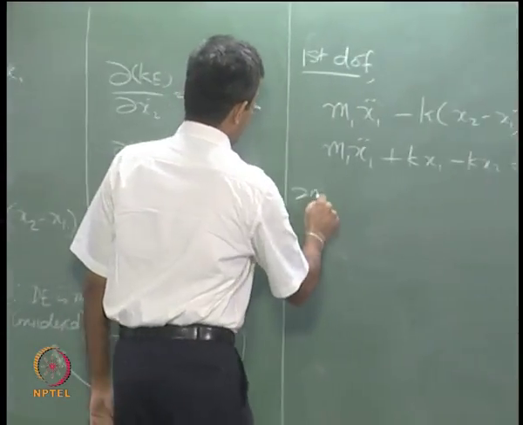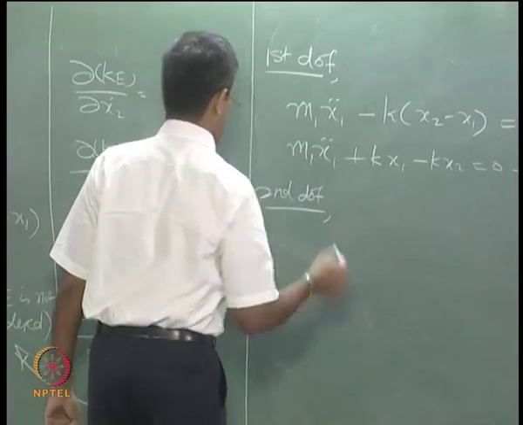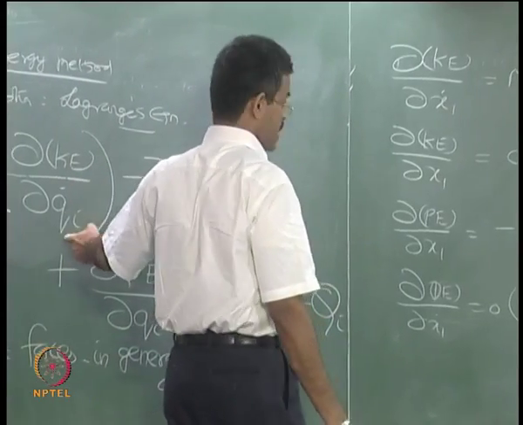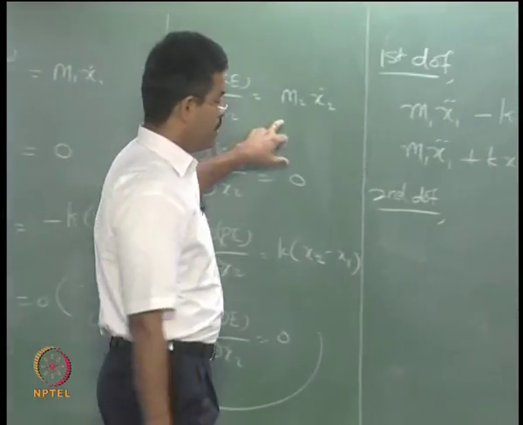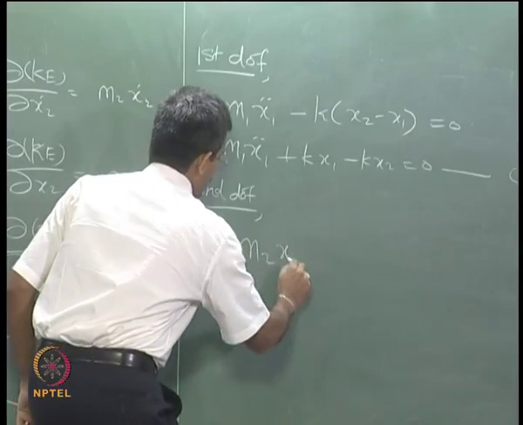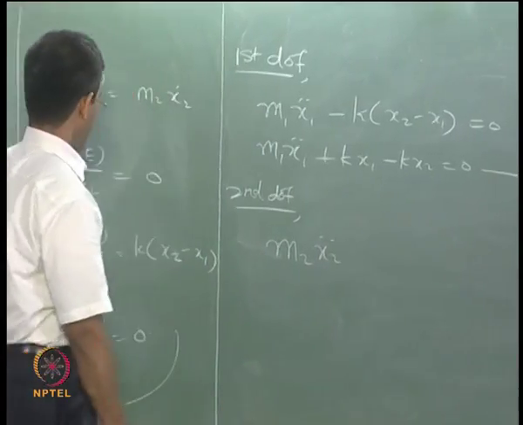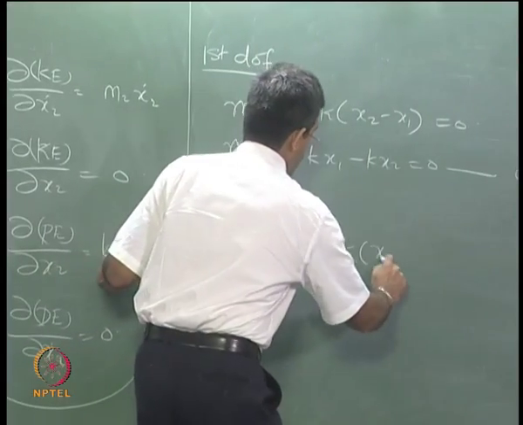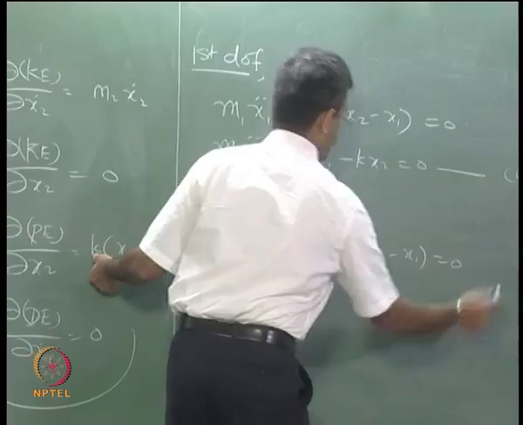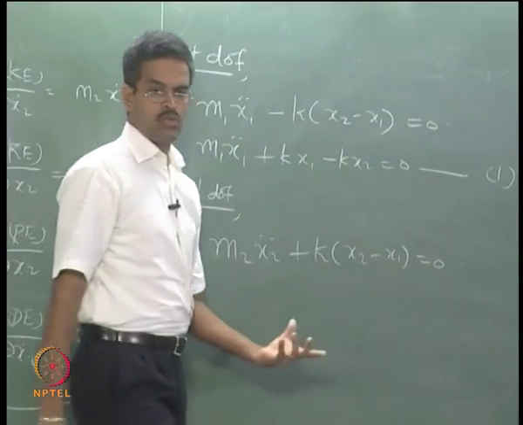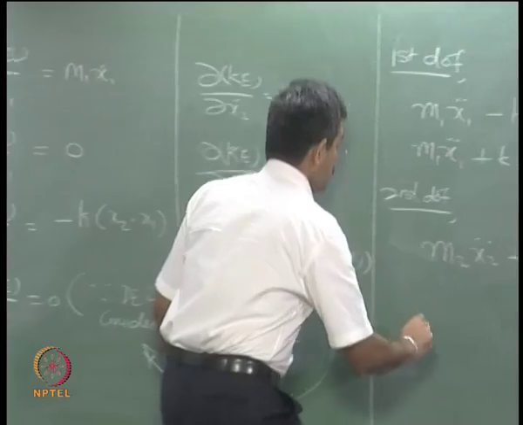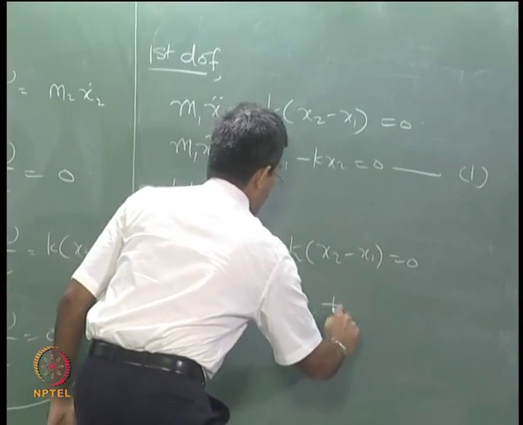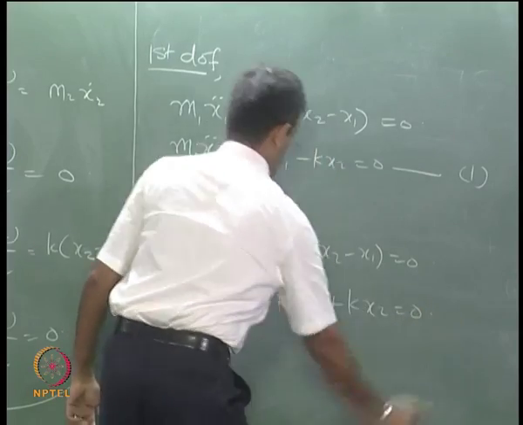For the second degree of freedom, again d by dt of this expression with respect to the second degree of freedom, which will be m2 x2 double dot plus k of x2 minus x1 is 0. I am putting 0 here because there is no Q2 term in the given model. So I should say m2 x2 double dot minus k of x1 plus k of x2 is 0.